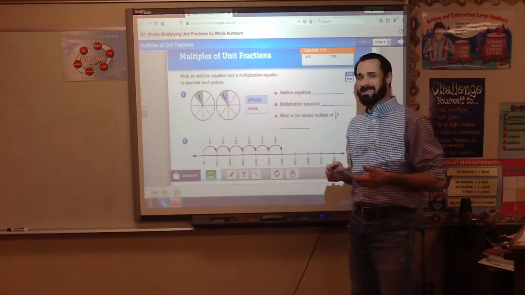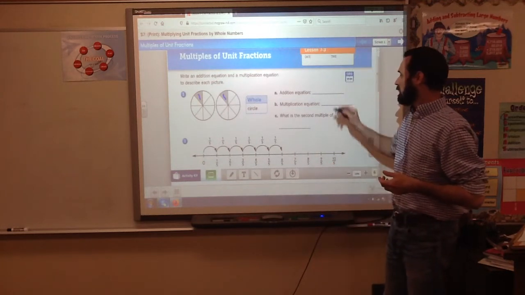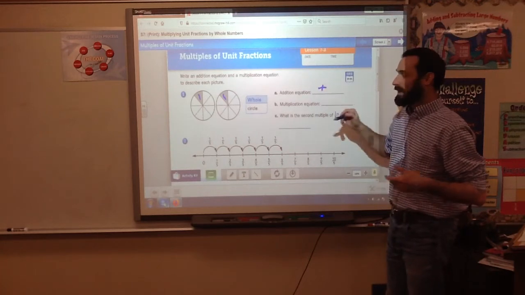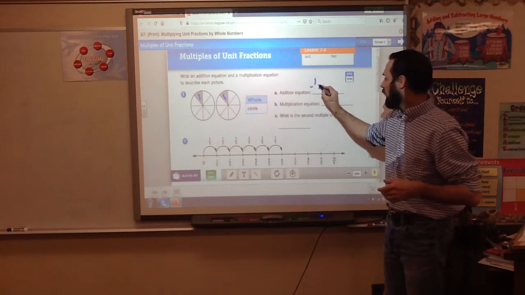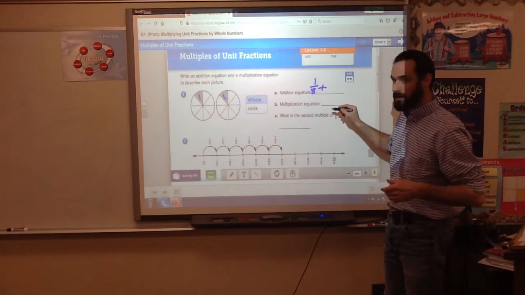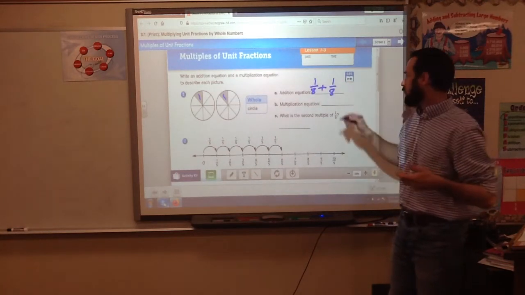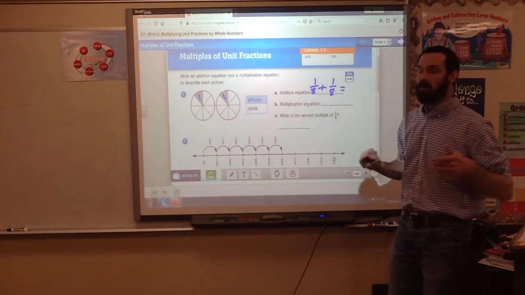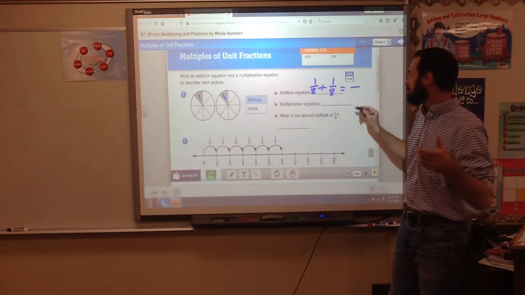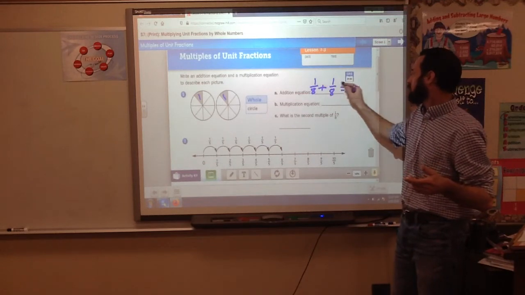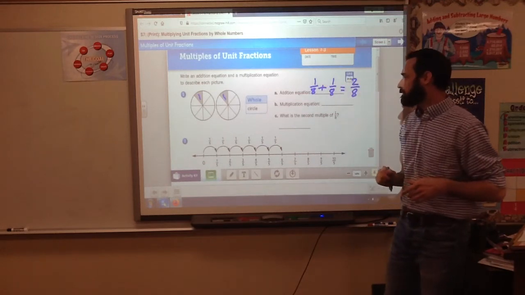If we were to write this as an addition equation, so addition means we're adding, that would be a plus sign. We'd have two fractions, it would be 1/8 plus 1/8. And 1/8 plus 1/8, we've added enough fractions to know the denominator is going to stay the same. We're going to have an eighth there. And 1 plus 1 would be 2/8.